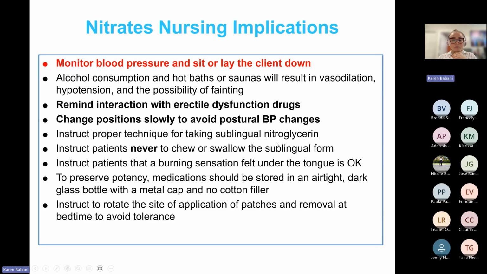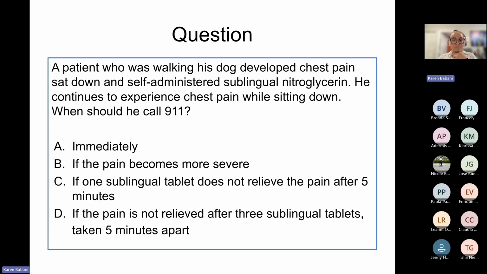We talk about this. Yes, sublingual. So the patient should not be chewing or swallowing this pill. It needs to dissolve under the tongue or on the side of the cheek, between the cheek and the gums. We talk about the airtight dark glass bottle. We talk about rotating the site of the patches.